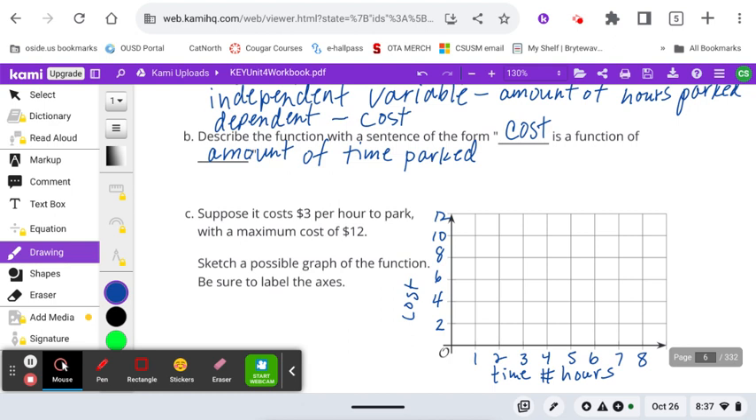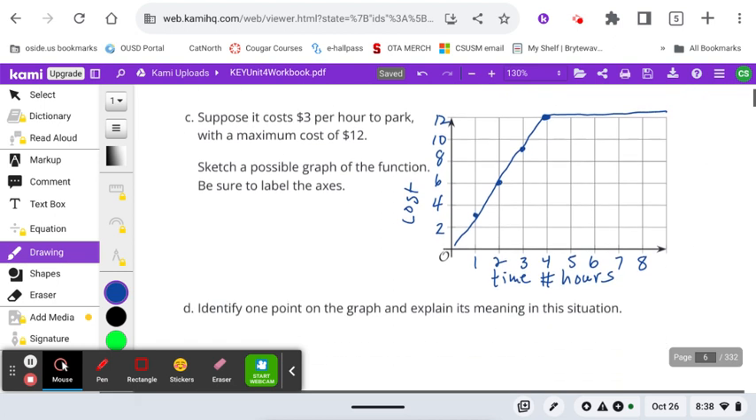And so for every hour that passes, we're going to go up 3, 6, 9. But once you hit 4 hours, it just flattens out at 12. And so as this is going up, then the cost doesn't change at that $12 mark. It never goes up. How'd you do?